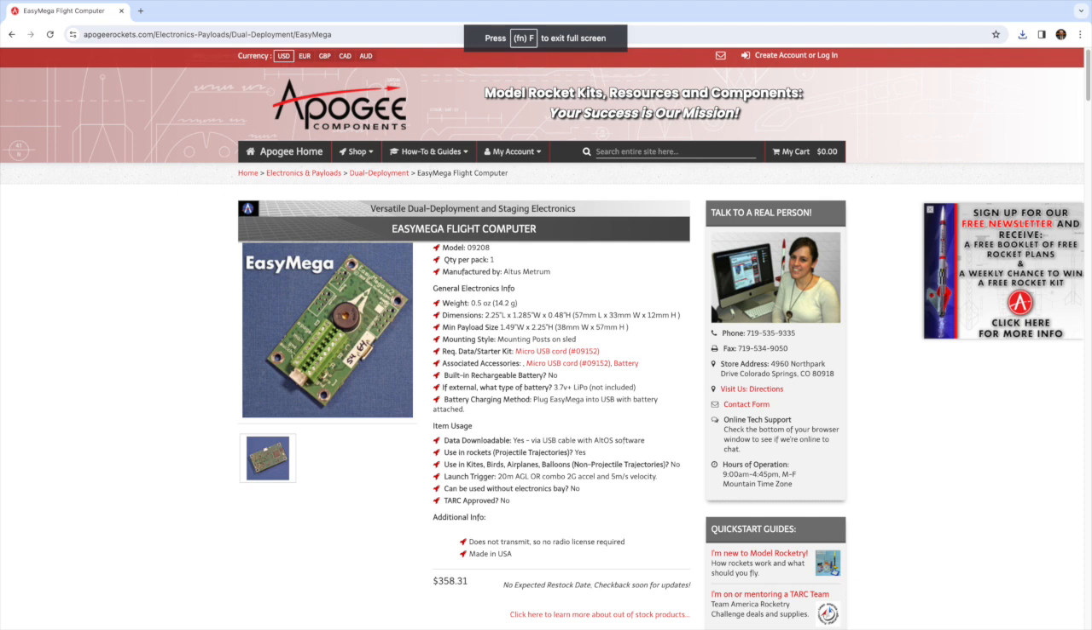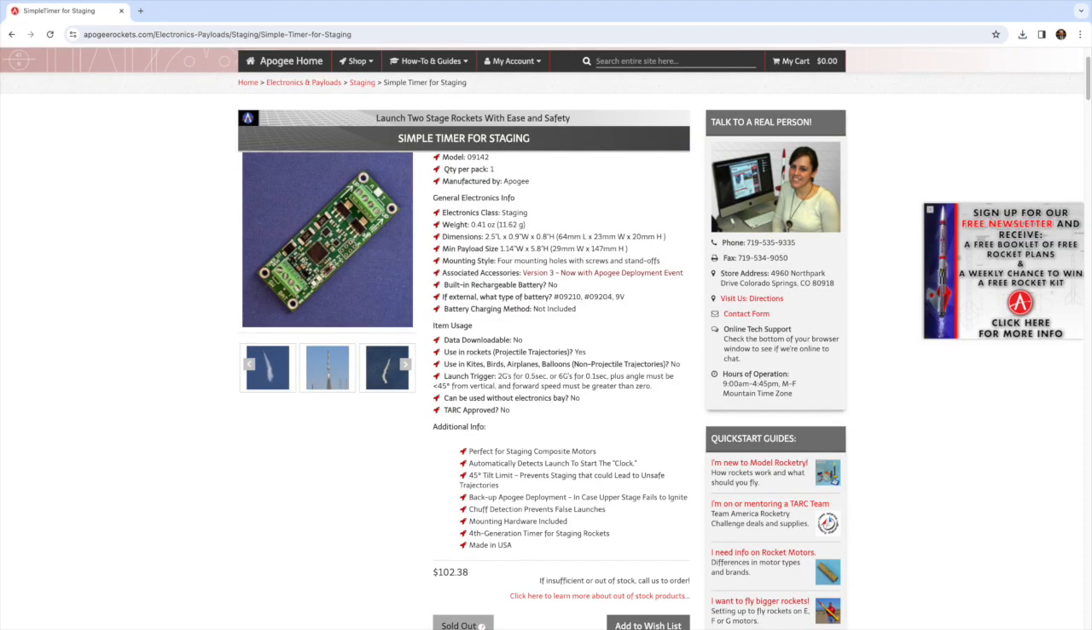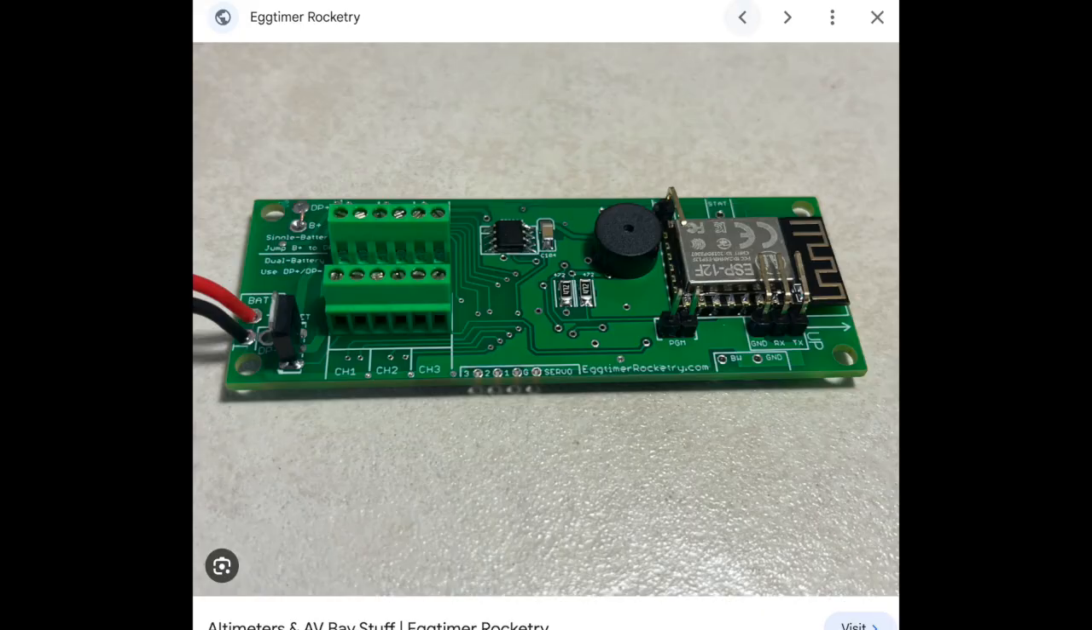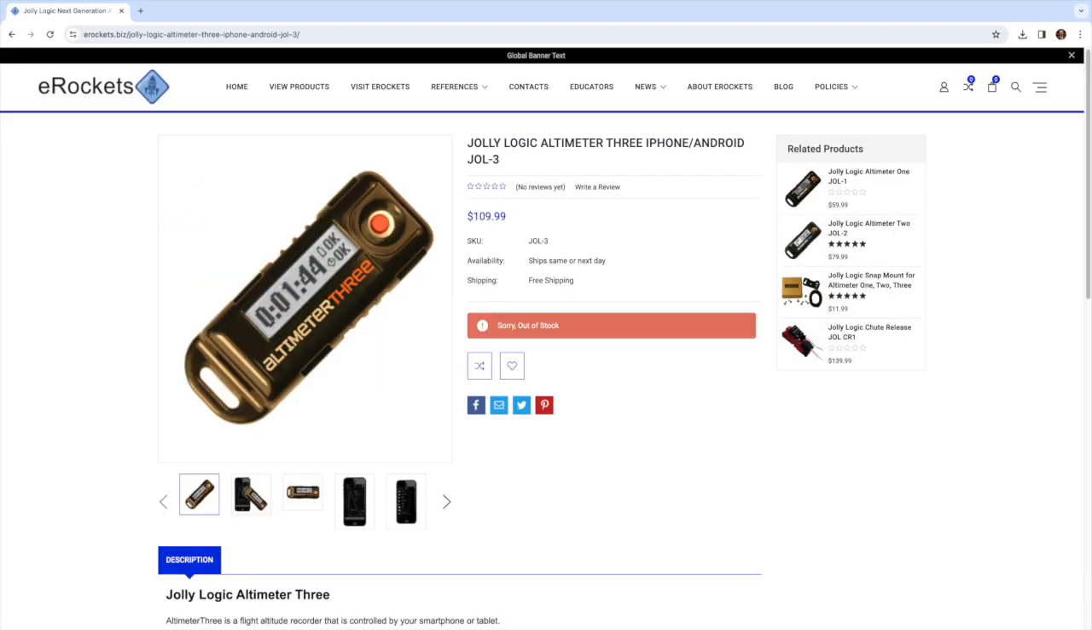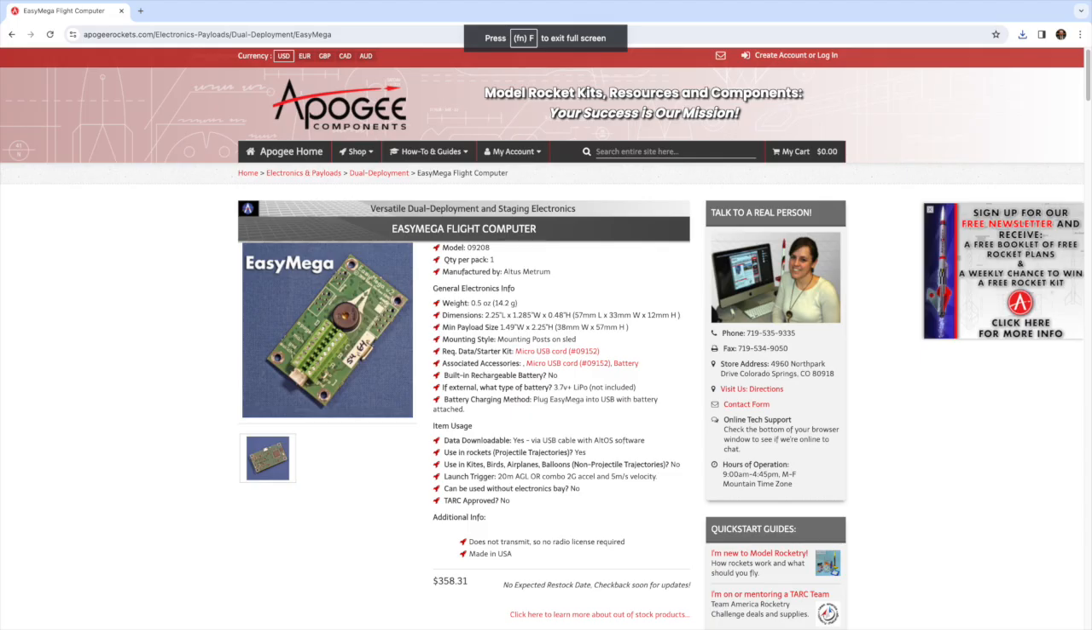If you ever plan on doing dual deploy or a two-stage high power rocket, your rocket will need a flight computer. There's a lot of great computers out there, but the only downside is their price.